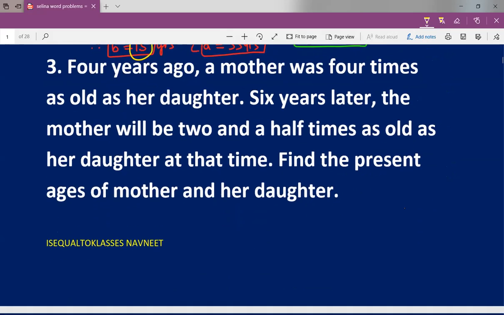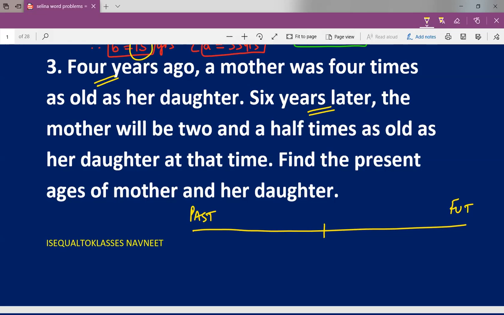Question number 3 again is of age. So again what I'll do is I'll draw my age line. Let us study this. 4 years ago, mother was 4 times older as daughter. 6 years later... So this problem is in past as well as in future. So this is my past. This is my future. This is my present. 6 years later, the mother will be 2.5 times as old. Find their present ages of mother and daughter.